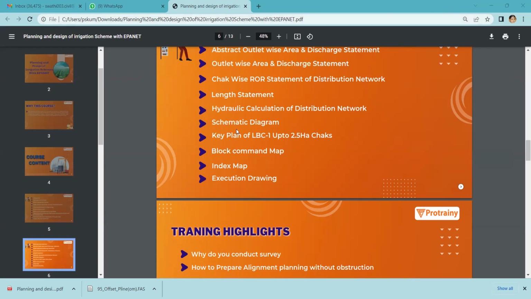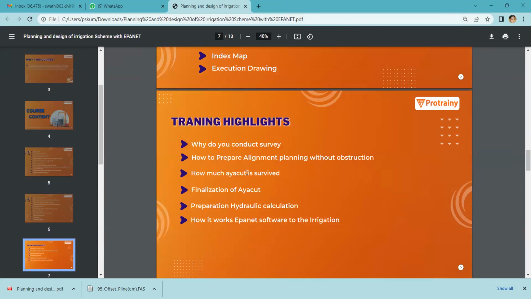Block command map, in the sense the total I cut map. Index map with survey numbers. Execution drawing: each and every output will be shown in the execution drawing.